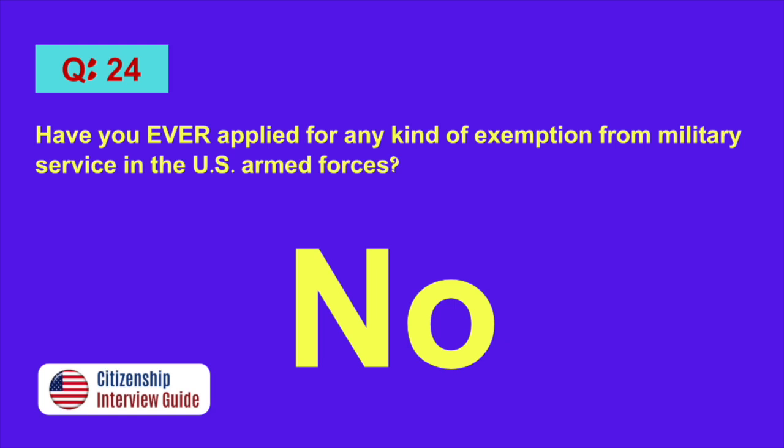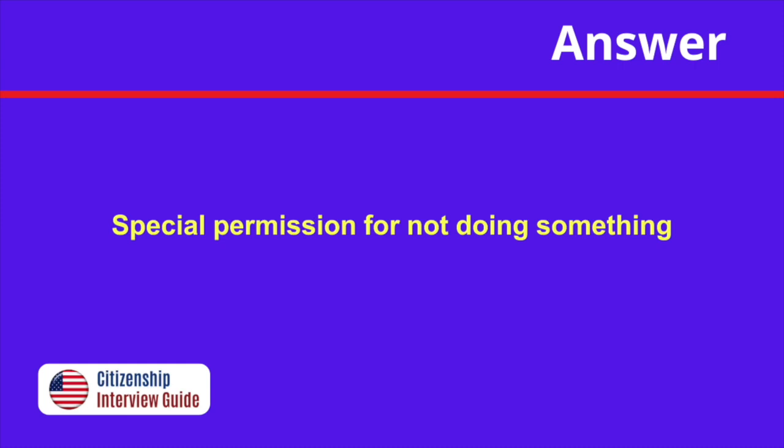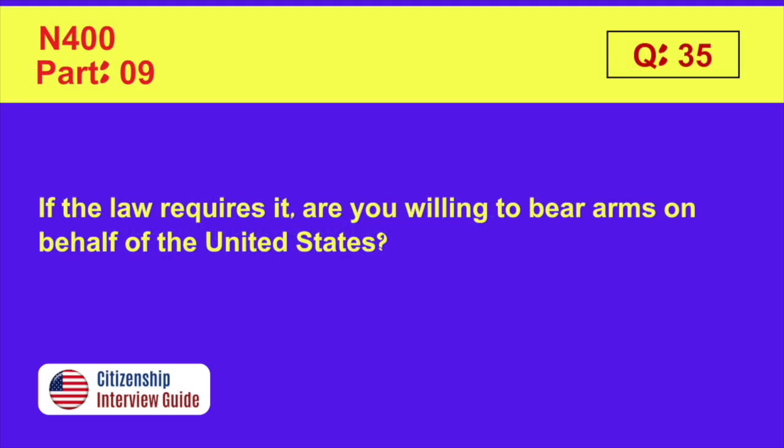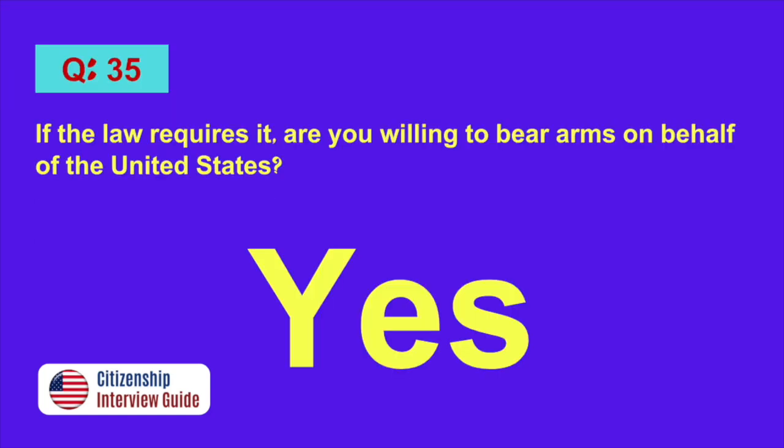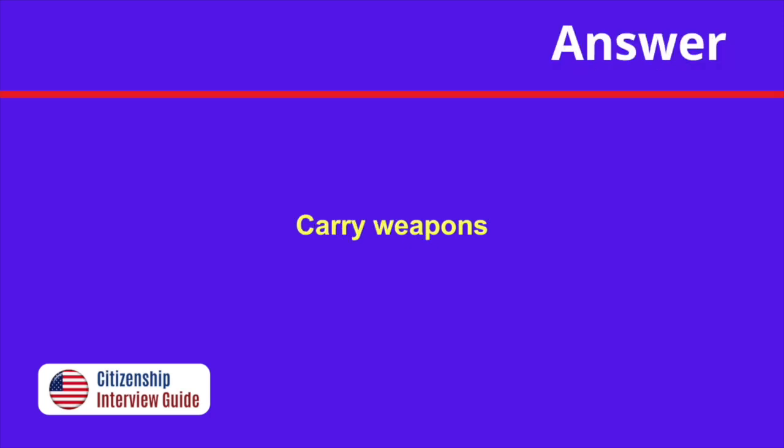No. What is exemption? Special permission for not doing something. If the law requires it, are you willing to bear arms on behalf of the United States? Yes. Meaning of bear arms? Carry weapons.